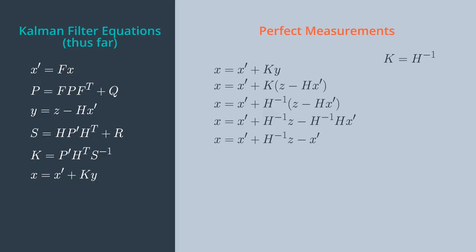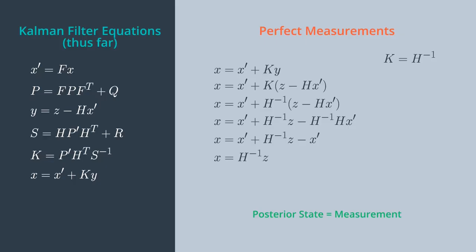Then, you'll notice that we have x prime and negative x prime in the same equation. These sum to 0, and the entire equation simplifies to x is equal to the inverse of H multiplied by z. H is the function that maps from the state to the measurement, so its inverse would map from the measurement to the state. The new mean is entirely made up from the measurement. We've thrown out any information that the state prediction provided because it's not needed.